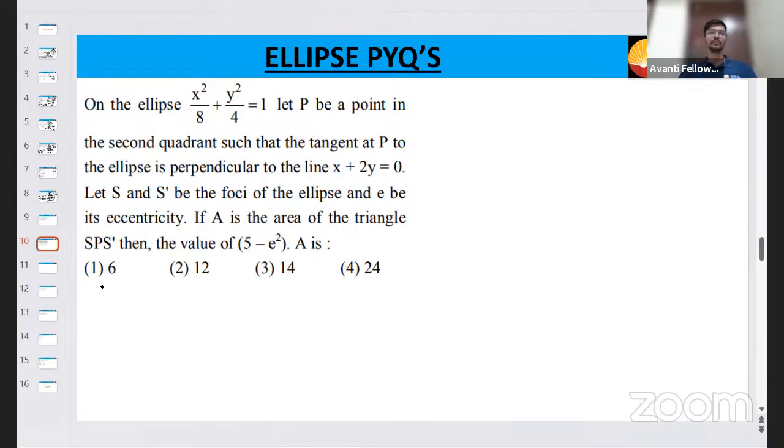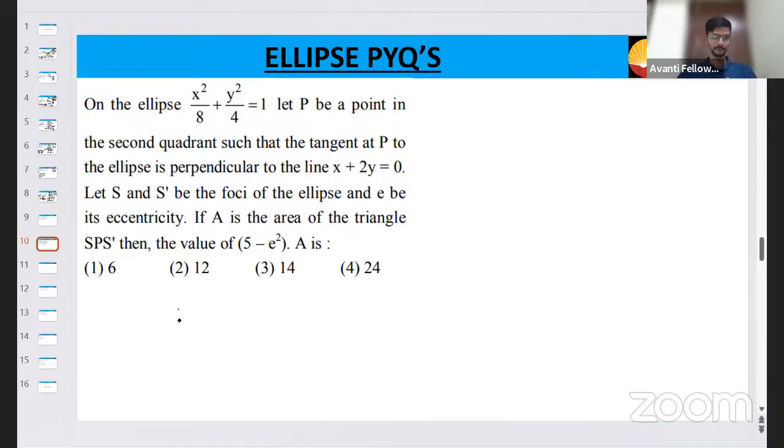Tangent to the ellipse. Let S and S dash be the foci of the ellipse and E is the area of triangle SPS dash. I think we should draw the diagram, right? Okay, let's draw the diagram.